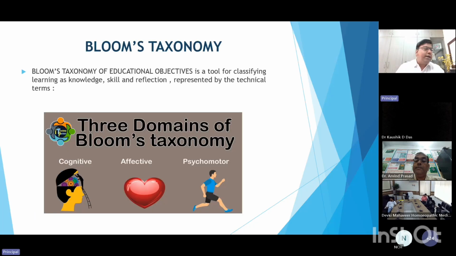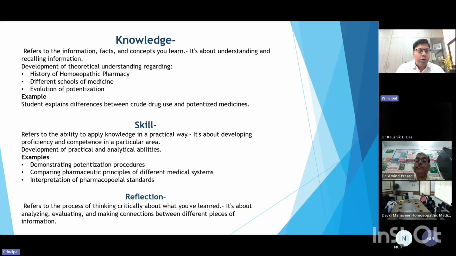Now, coming to the technical aspect of the curriculum, as per Bloom's taxonomy, you will see under the different topics and subtopics, under each topic, we see knowledge, skill, and reflection parts. So I want to further elaborate those 3 points, knowledge, skill, and reflection, because we need to understand what is actually required to be done. So the next slide is knowledge, skill, and reflection.